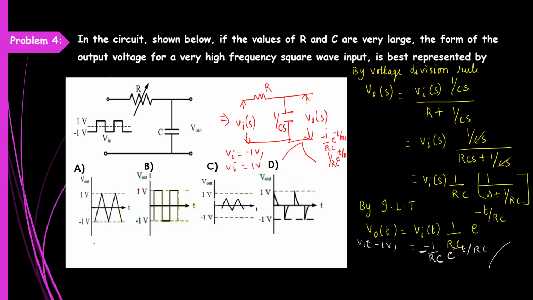The first option is a triangular waveform. The second option is a square waveform. And here, see here, in the third option, we are having an increasing exponential and a decreasing exponential from minus 1 volt to plus 1 volt. So we can tick the option C. So option C is the correct waveform for the output voltage for the given network. Okay.